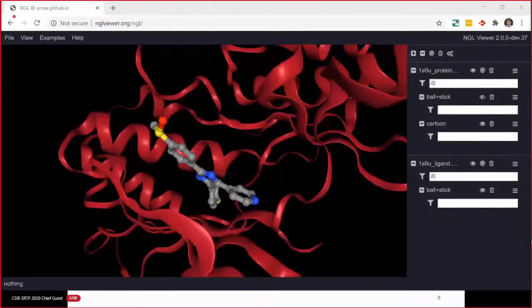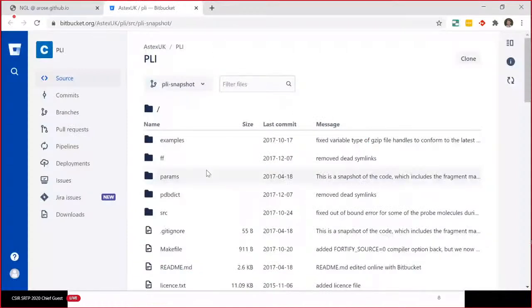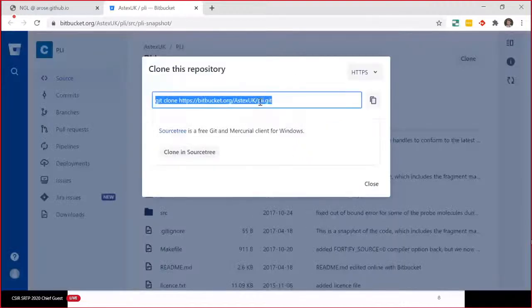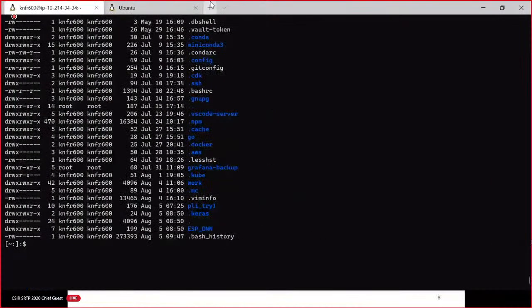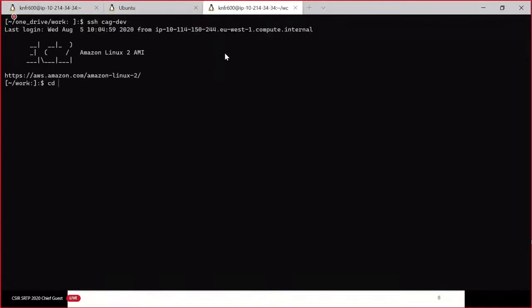So we have this repository for PLIF on Bitbucket that you can download and actually use. So take this URL and then you clone this repository.